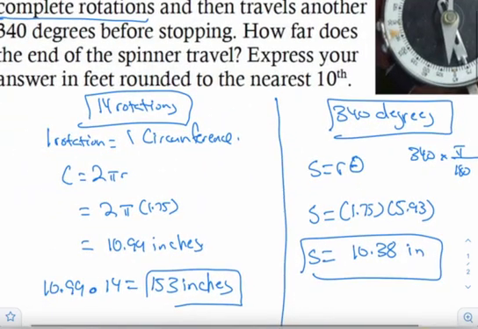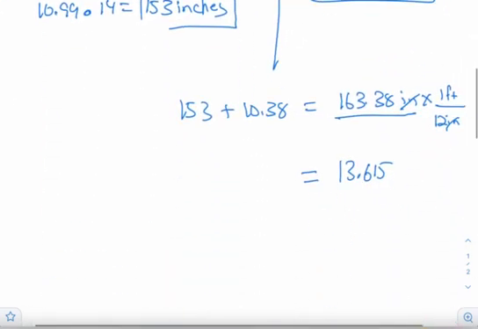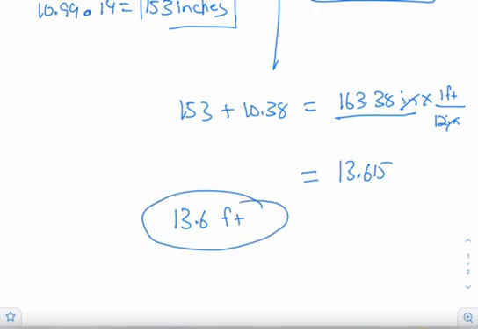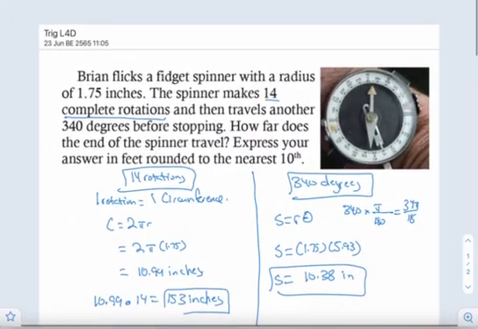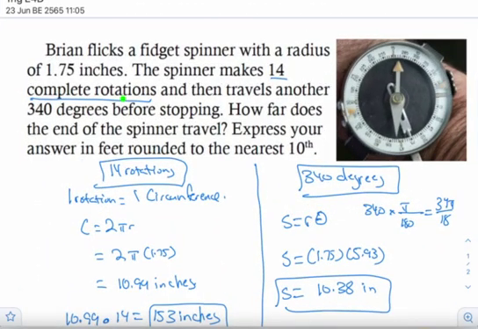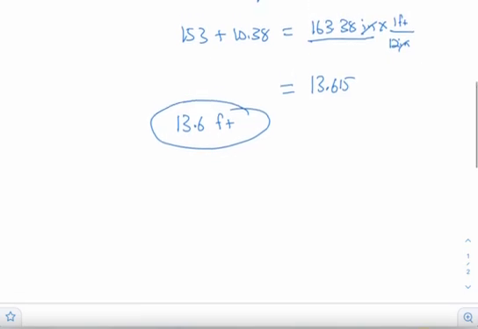It said feet rounded to the nearest tenth. So the final answer is 13.6 feet. Okay, this is the distance that the spinner traveled in feet when it went around 14 times, and then another 340 degrees. 13.6 feet.